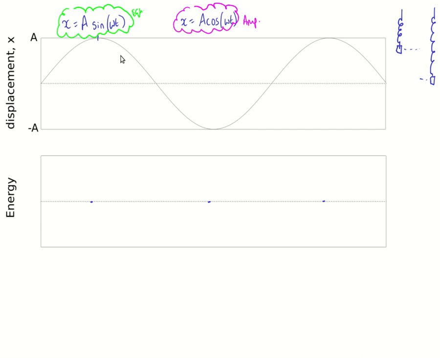So at the equilibrium position is where it's moving fastest, so that's where the maximum kinetic energy is, here and here and here and here. So we end up with a sine curve or a cosine curve depending on where we start from, with a frequency twice the frequency of the original oscillation, because for every period we end up with maximum, minimum, maximum, minimum. So we end up with two cycles of kinetic energy for every cycle of oscillation.